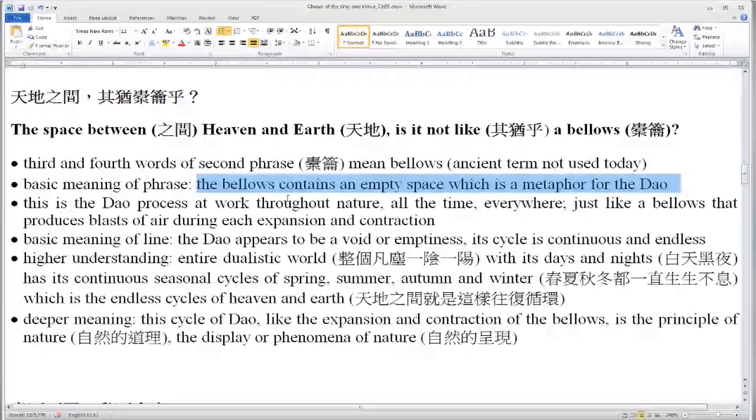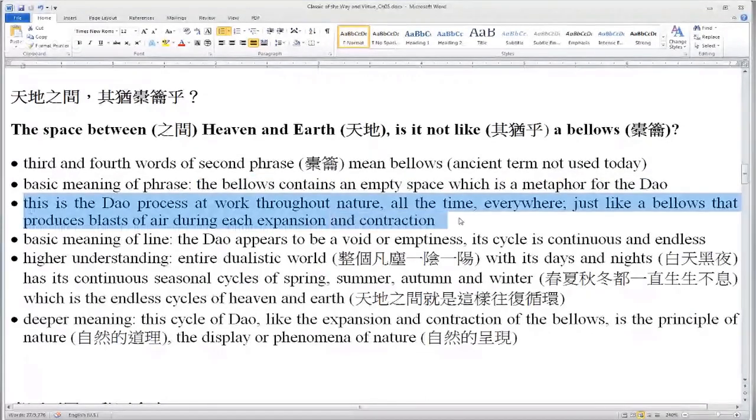That empty space is a metaphor for the Tao. This is the Tao process that works throughout nature, throughout all time and everywhere, not just on Earth, but throughout the cosmos. Just like a bellows that produces a blast of air during each expansion and contraction. You work the bellows back and forth, so it contracts and expands.